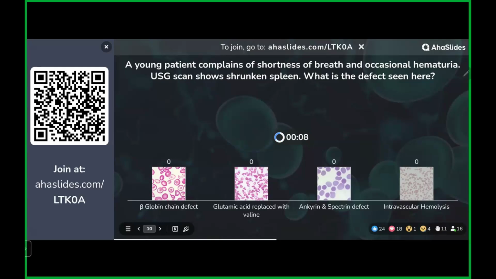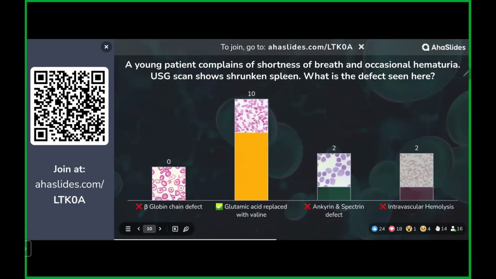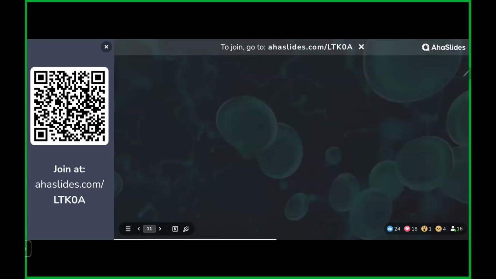This is pretty much a clinical question. I guess when we see patients on the wards during clinical rounds, we come across this type of scenario. Yes, that is true. So what is the defect? Most of them have got it. It's a nice question.